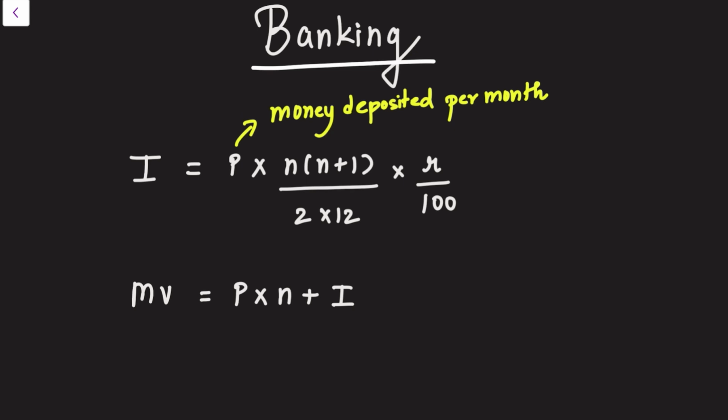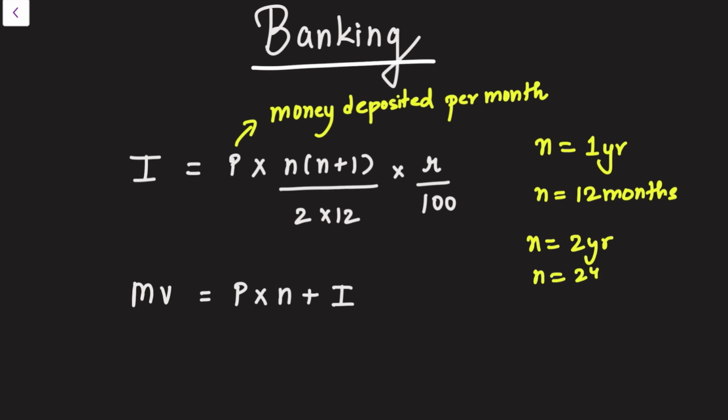Then N is the number of months. So you'll have to convert the year into months, okay? For example, if the question says 1 year, that means you'll have to convert it into months. If it is 2 years, then N is 24 months, right? What about R? It is the simple interest rate per annum, right? Rate of interest.